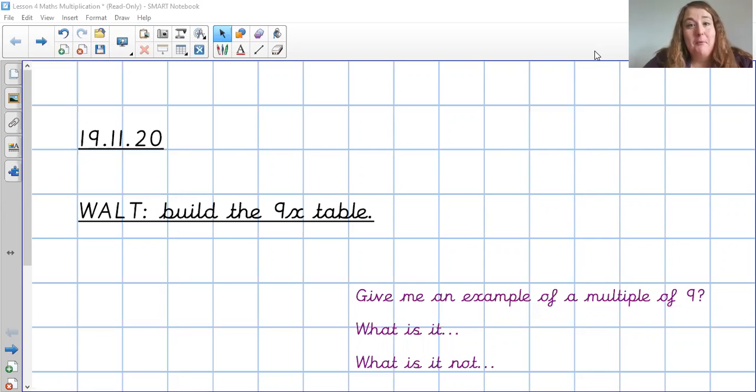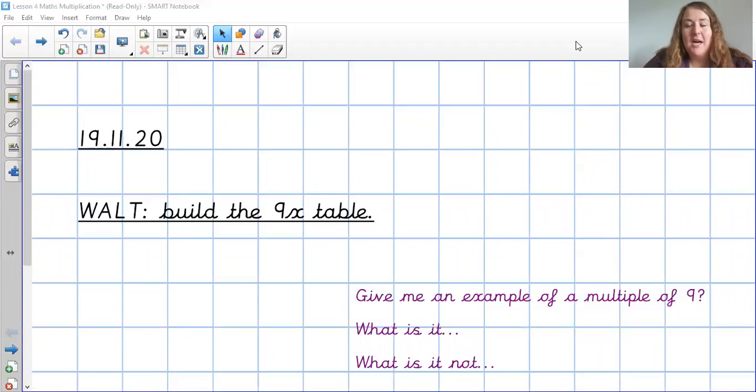You have been doing brilliantly with the 6 times tables, but we are now moving on to our next multiplication table, the 9s. So today we are learning to build the 9 times table. Think about whether you already know your 9 times table, if you know the finger trick to work them out, and if not, we're going to build it and learn a different way of working it out.